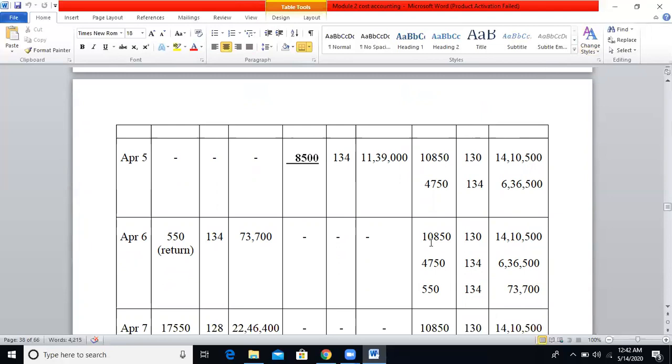Now, in the balance column, the previous balances: we still have the opening balance of 10,850 at the rate of 130. So 10,850 into 130, you will get 14,10,500. And the second purchase, we still have the previous balance, that is 4,750 at the rate of 134, you will get 6,36,500. And the new receipt, that is return goods 550 kg at the rate of 134, you will get 73,700.